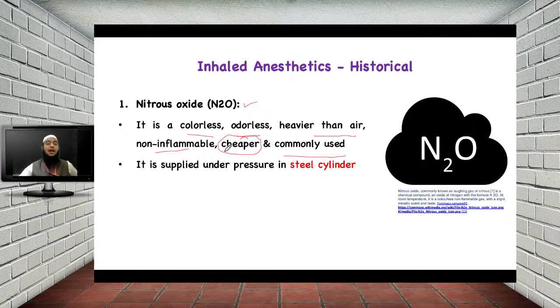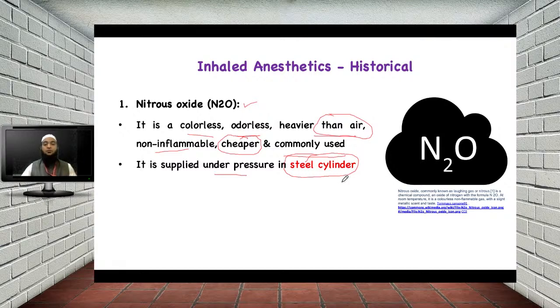Let's see the next property: how it is supplied. It is supplied under pressure in a steel cylinder. Why is it supplied under pressure? Because it is heavier than air. Since it is heavier than air, if you are not supplying it under pressure, then movement of the gas becomes very difficult. So you need to apply a particular pressure, more specifically the partial pressure, in order to have good movement of nitrous oxide from the cylinder where it is stored to your nostril, from the nostril to your lungs, and from the lungs to your brain.